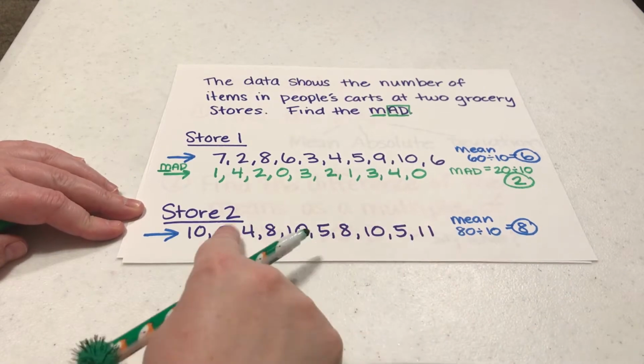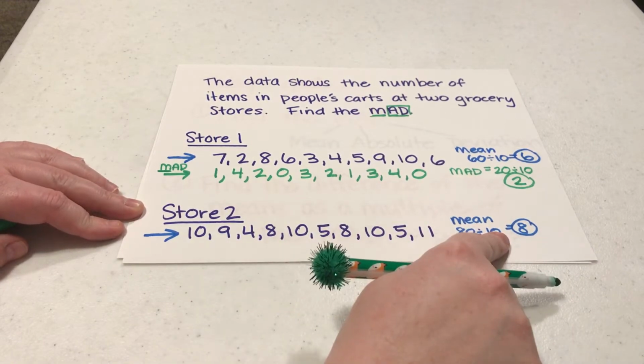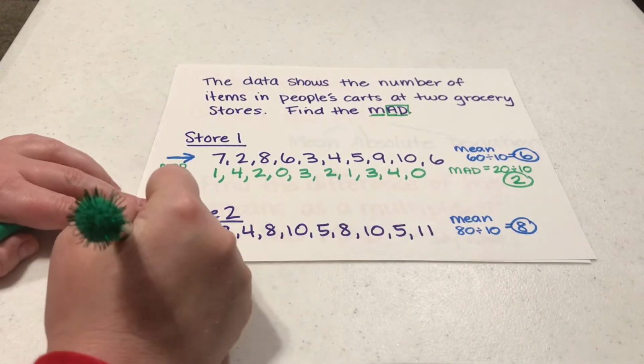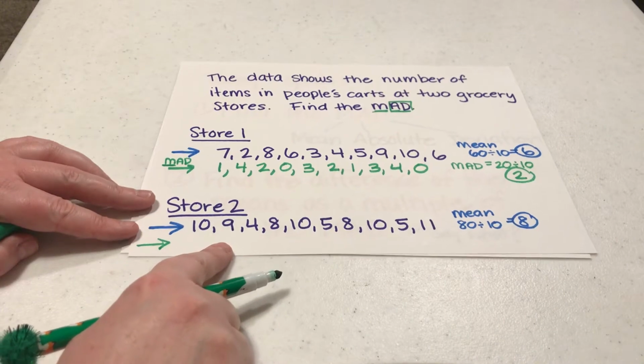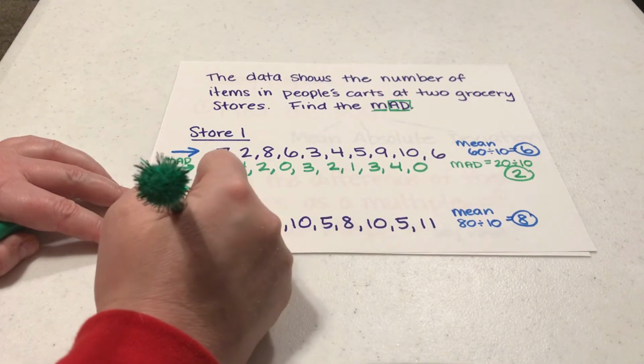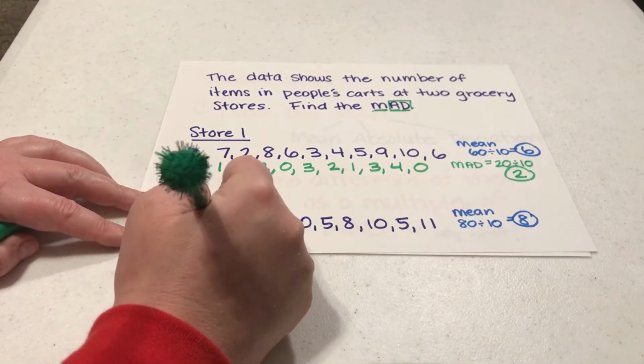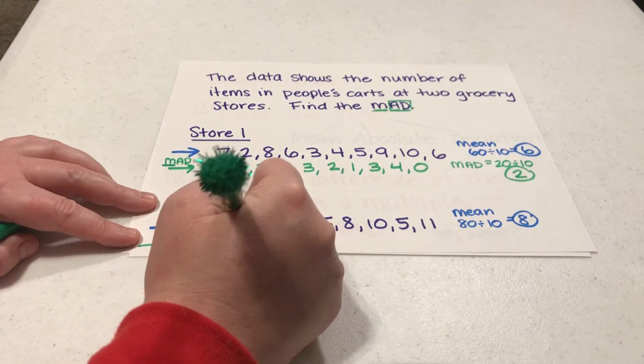So I'm going to compare all these numbers to 8 to find how much they deviate from that 8. Remember, it's absolute, so we don't care if it's positive or negative. We're just going to calculate those deviations right now, okay? So 10 is 2 away from 8. 9 is 1. 4 is 4.